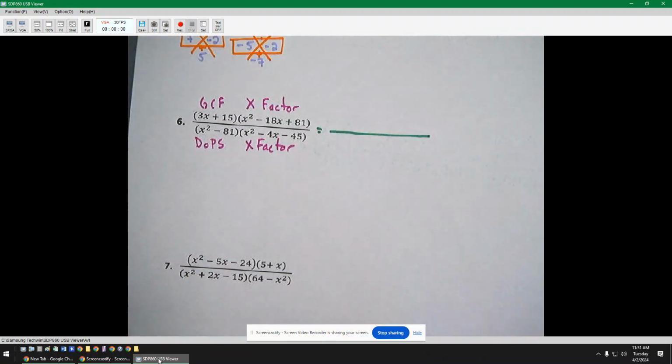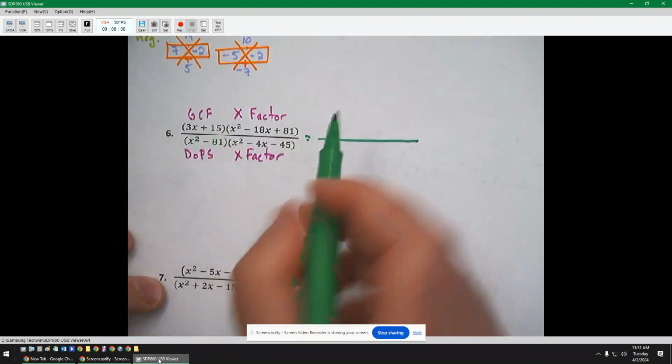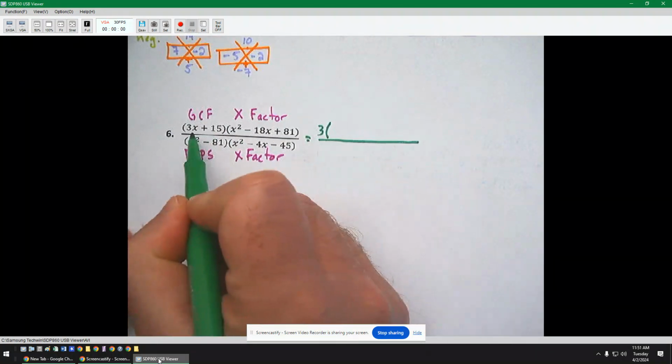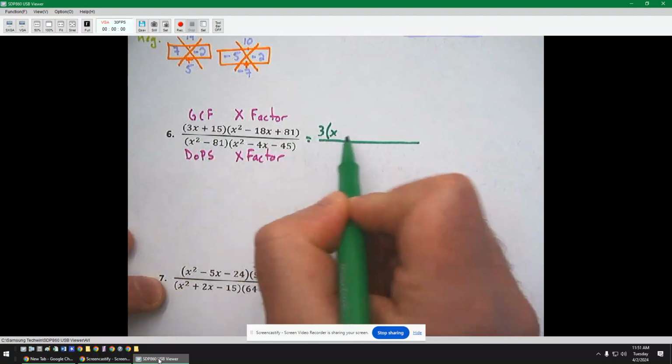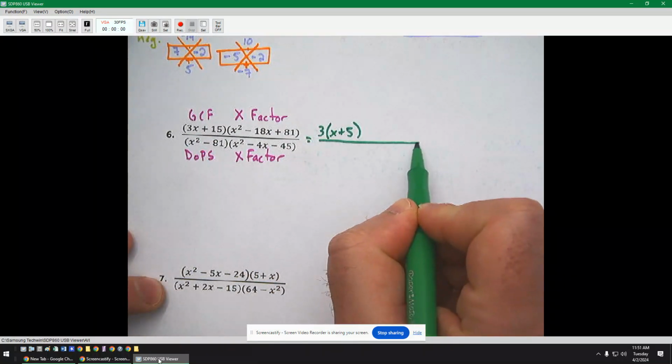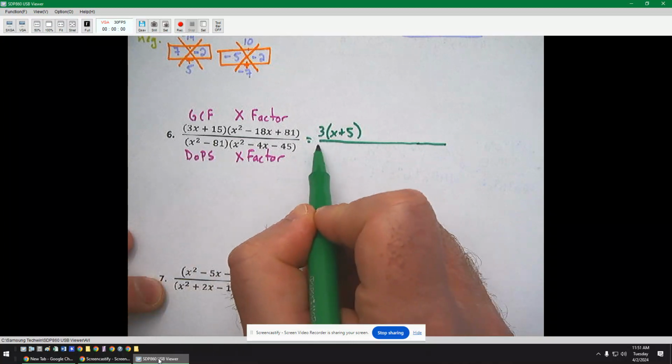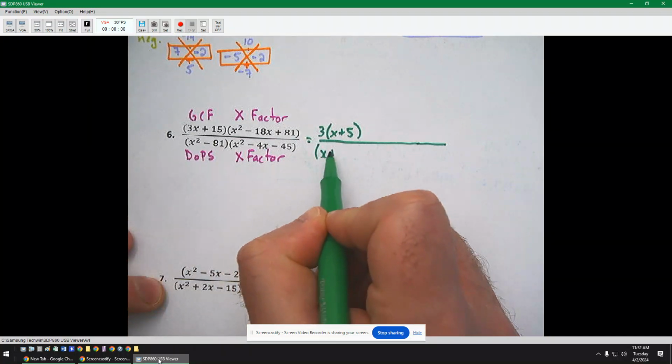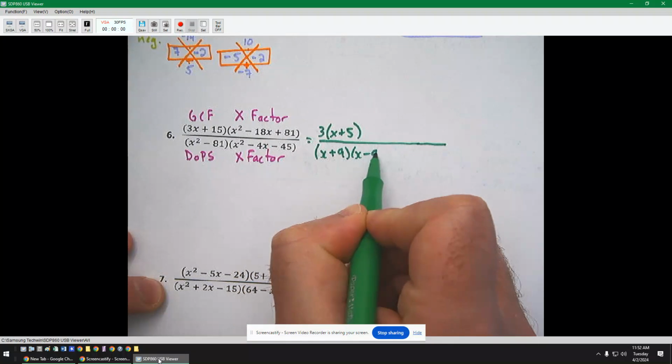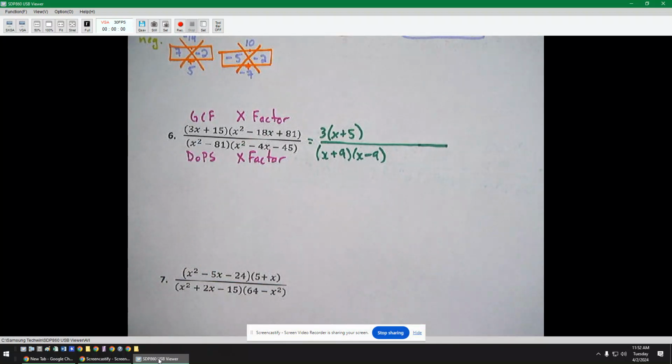So GCF, I don't need to do an X factor on that. GCF, there's a 3 in common. I'm going to take out a 3. That's going to leave behind an x and a 5. DOPES, I also don't need to draw an X for that. That's x plus 9, x minus 9. And then these two X factors.